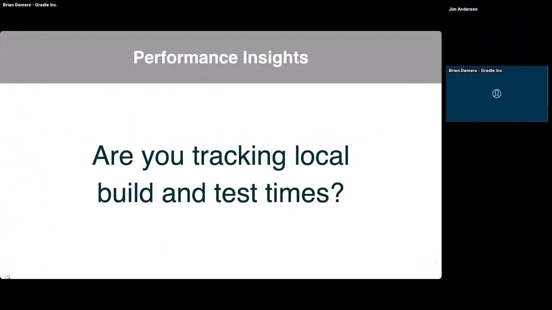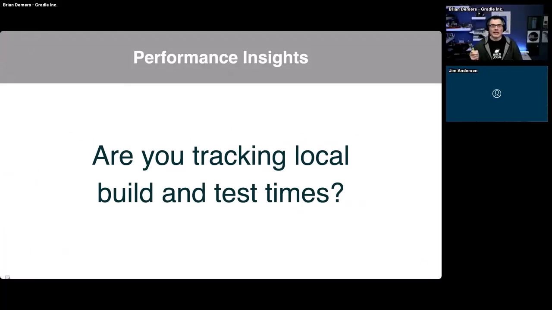So I love to ask this question too. Are you tracking local build and test times, right? So are you tracking them at all? Do you know how long your processes are, right? If you're not tracking them, that is probably the first thing you should do, is figure out how long your processes are, how long your builds are, and then go from there.